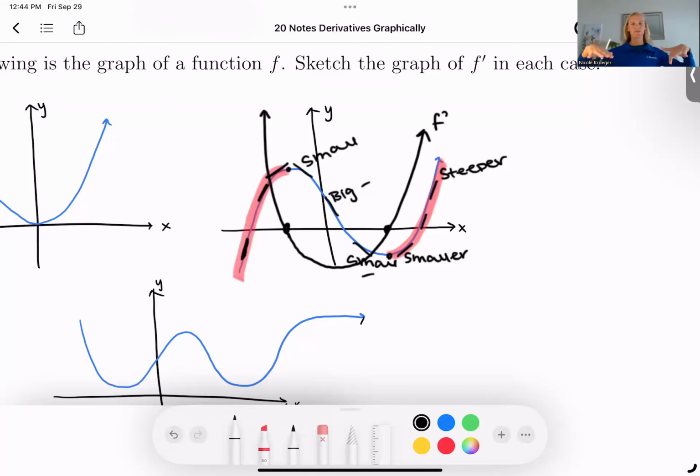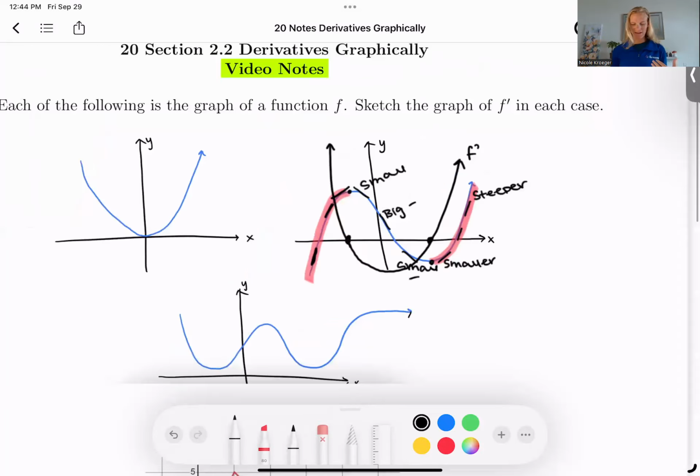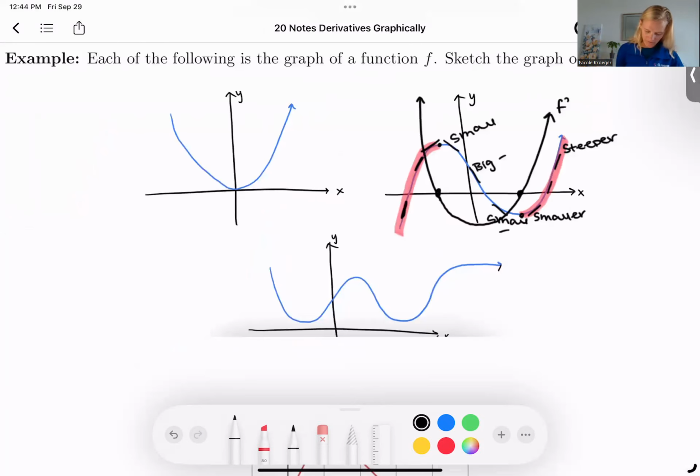The y values on the graph of the derivative are telling us the slopes of the original function. Okay, so let's look at these two other examples. In this first example, the only place where the slope is zero is at the origin itself. For all the values over here, the slope is positive.